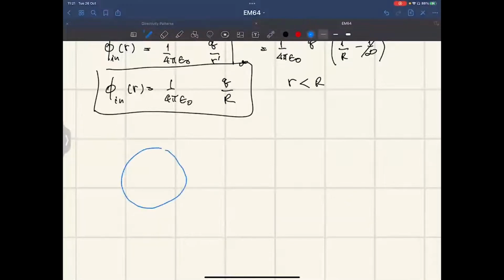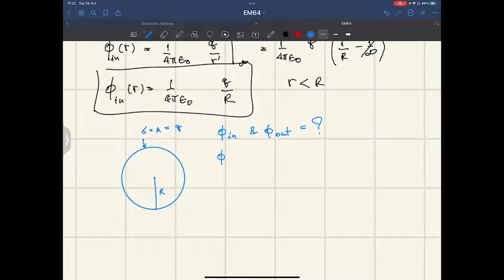Okay, we have a sphere, and this sphere has a radius of R and a surface charge density of sigma. The surface area is A, so sigma multiplied by A is equal to Q. Now we want to find the potential inside and the potential outside. We want to know how much it is. Let's first find the potential outside.